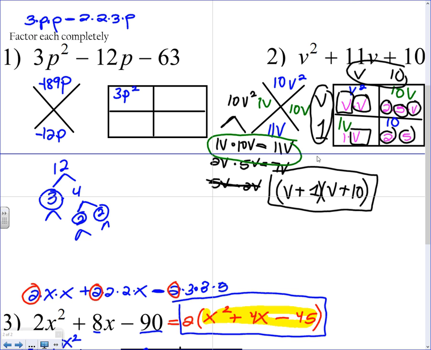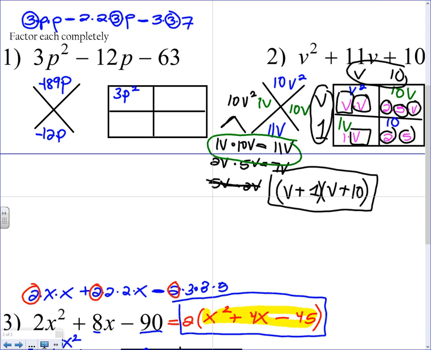Now, factors of 63 will be 9 and 7. 9 is 3 and 3, and 7. Now, is there any factor that all trinomials have in common? All monomials, all terms? They have a factor of 3 in common. They all have a 3 in common. Any other factor they have in common? Maybe a p, but there's no p in here.